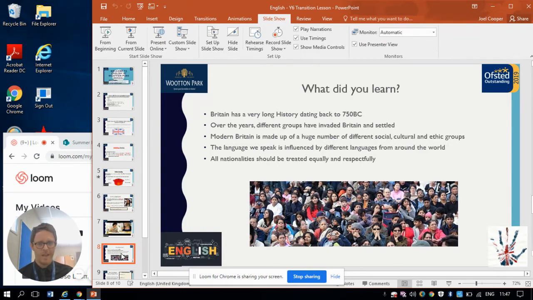Now, the important thing for Benjamin Zephaniah, and this comes on to the challenge question that you might have had a little look at earlier on, is that if we have all of these different groups and these different nationalities and cultures in one space, they must all be treated equally and respectfully.